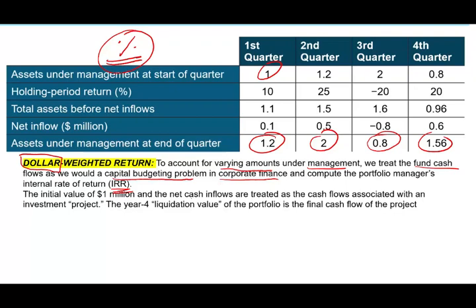Okay, so the initial 1 million and the net cash inflows are treated as cash flows associated with an investment project. In year four, the liquidation value at the end of the year, you're going to take out 1.56 million as the final cash flow of the project. So this is how you set up the problem to find the dollar weighted return.